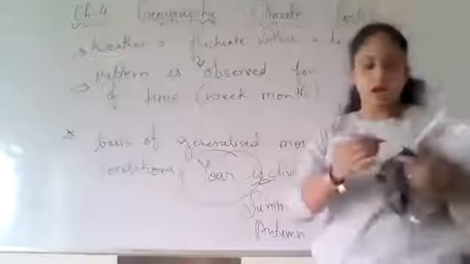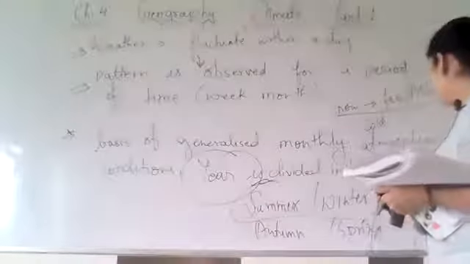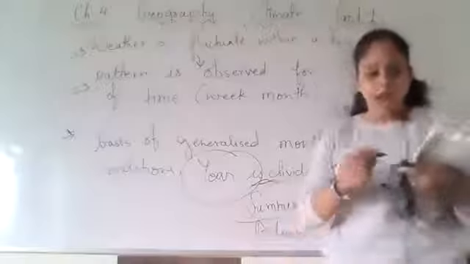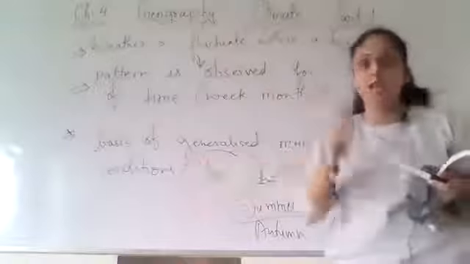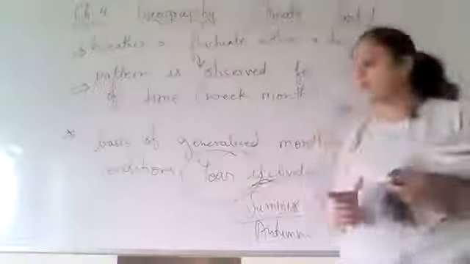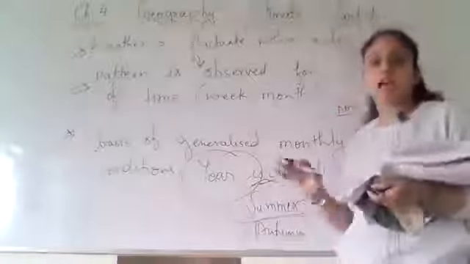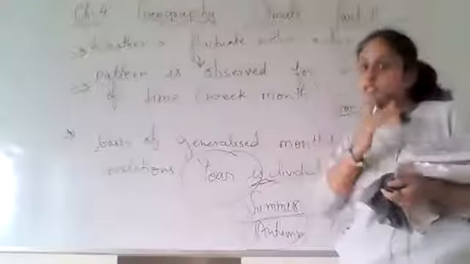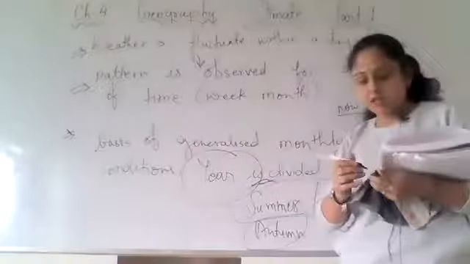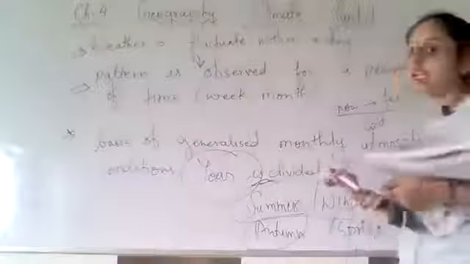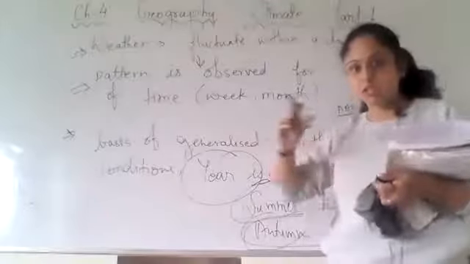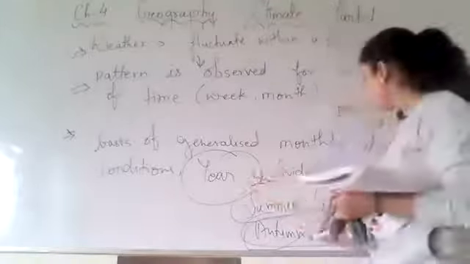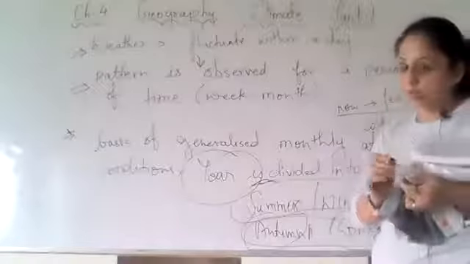Transition seasons means these are our main seasons: summer, winter and rainy. And when from summer we are transiting into winter, in between we have autumn. Then when we are fluctuating from rainy season to winter, that time also we have the spring season. So these two are the transition seasons. When transition is happening between two seasons, we can find spring and autumn.